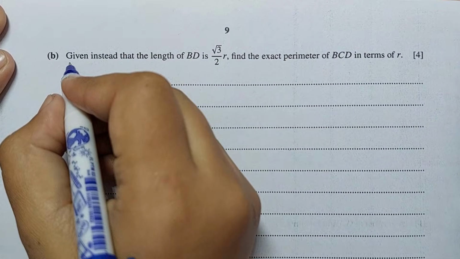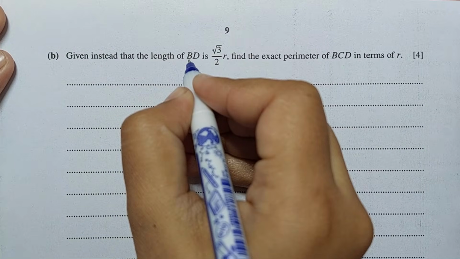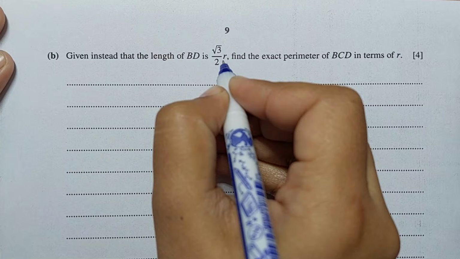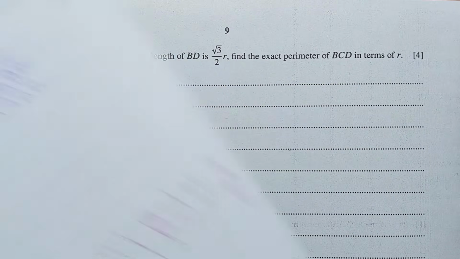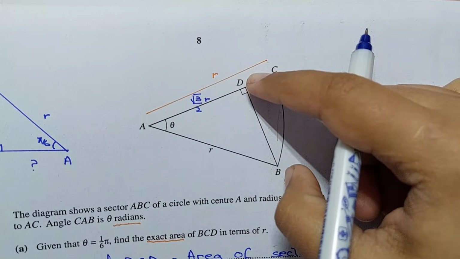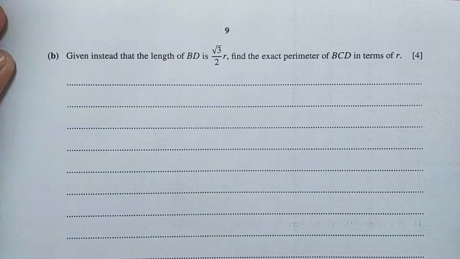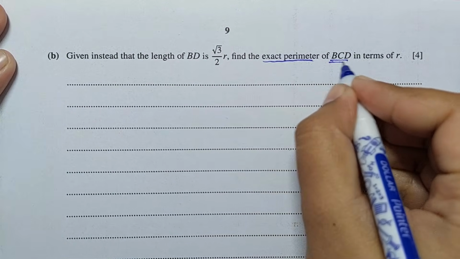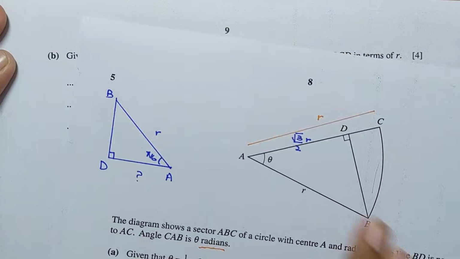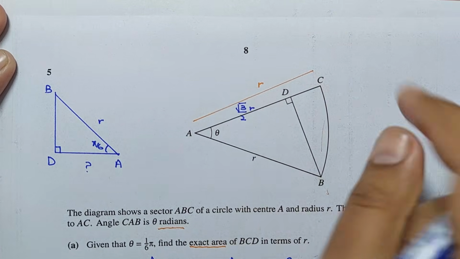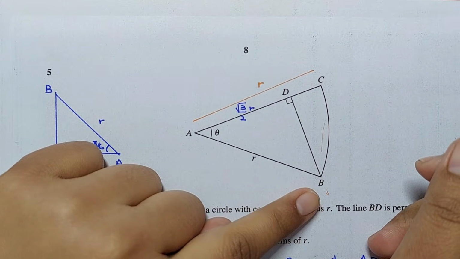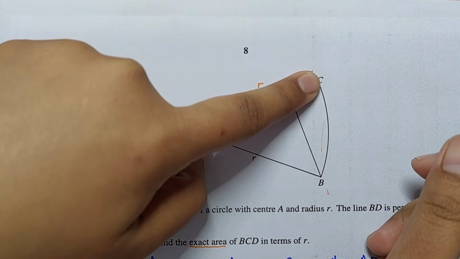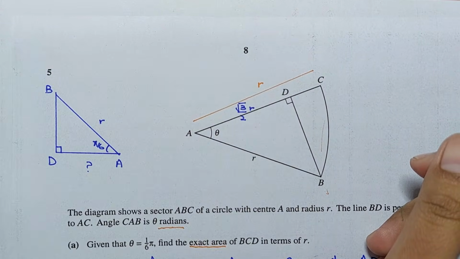Now for part B, given instead that the length of BD is root 3 divided by 2R. Now this is given that BD, this length, B to D, is root 3 by 2R. Find the exact perimeter of BCD in terms of R. Again, B, C, and D. This perimeter consists of the length of BD, the length of CD, and the arc length, right?